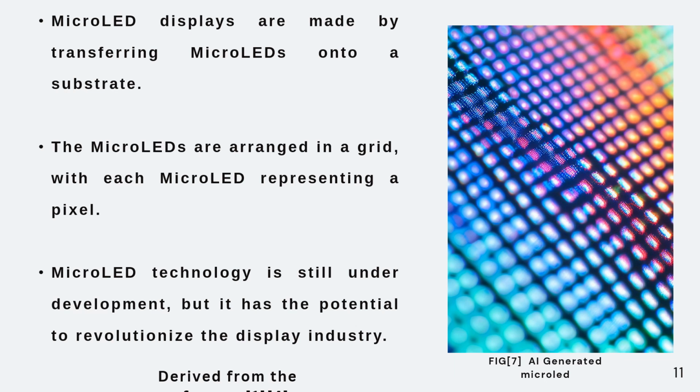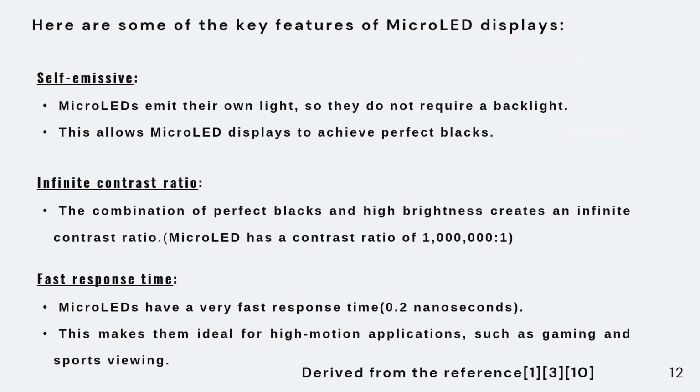The micro LED displays are made by transferring micro LEDs onto a substrate, and the micro LEDs are arranged in a grid with each micro LED representing a pixel. Micro LED technology is still under development, but it has the potential to revolutionize display technology. And here are some of the key features of the micro LED display.